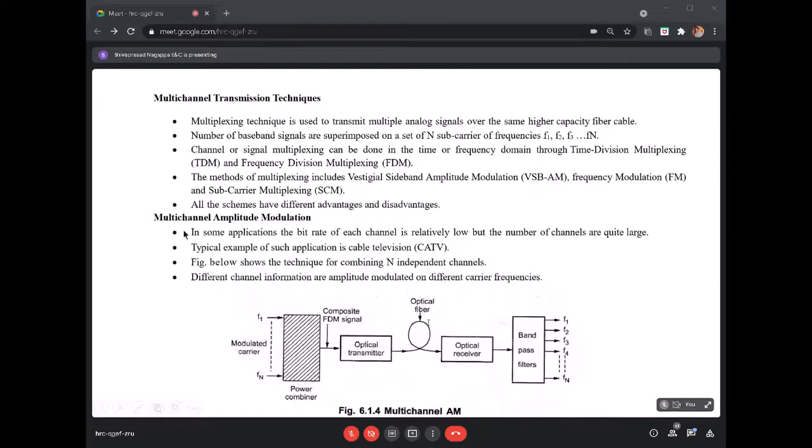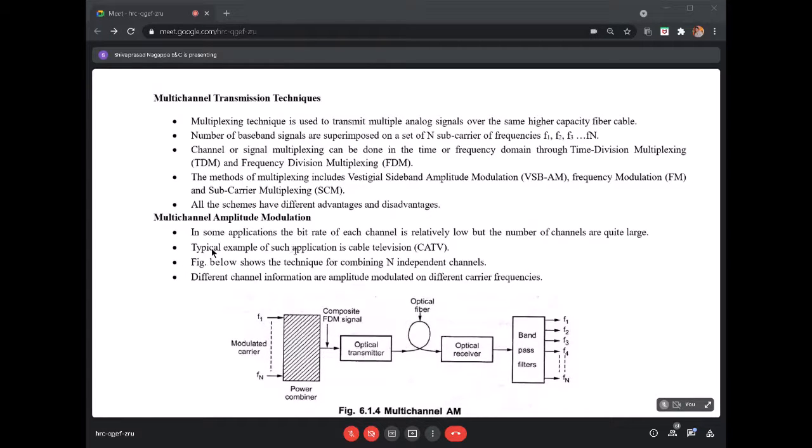Next comes multi-channel amplitude modulation, that is AM. In this modulation technique, it is the oldest one. As you all know, AM was used first, and later FM was invented and used. In a few applications, the bit rate of the channel is relatively low, but the number of channels is quite large in AM. That means it consumes less bandwidth compared to FM.